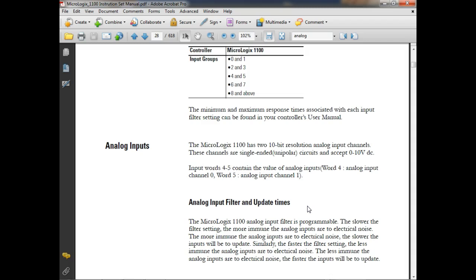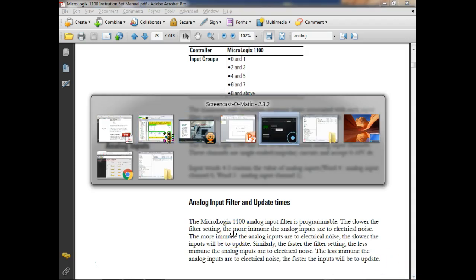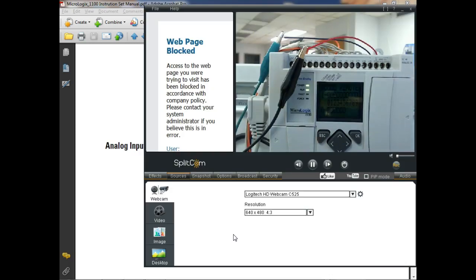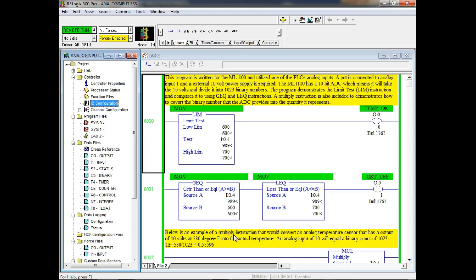It says it uses input words 4 and 5. Channel 0 would come in on word 4, and channel 1 would come in on word 5. So our two integrated inputs are for inputs, this would be in 4, so it would be I4. When you look at my program, you don't have an instruction for it, it's just there. If you wanted to access the analog inputs, all you have to do is use analog word 4.